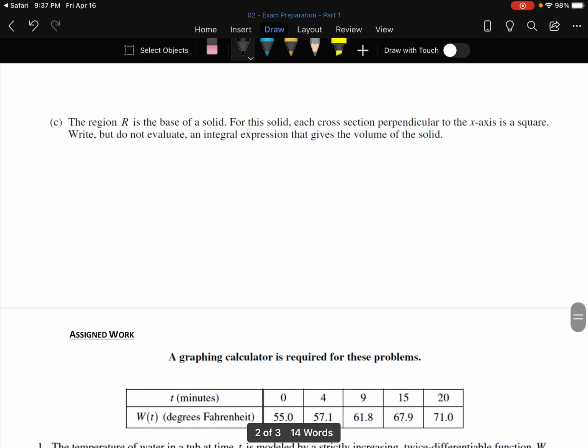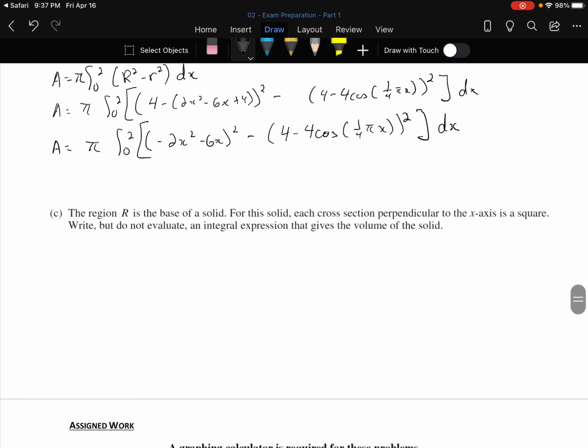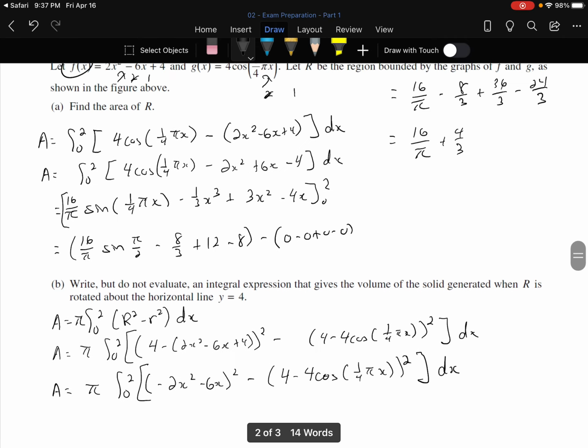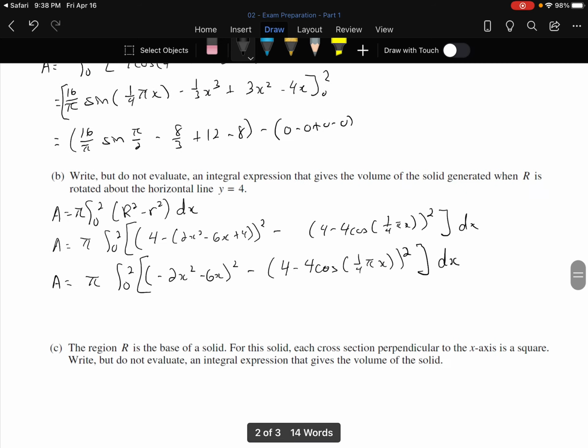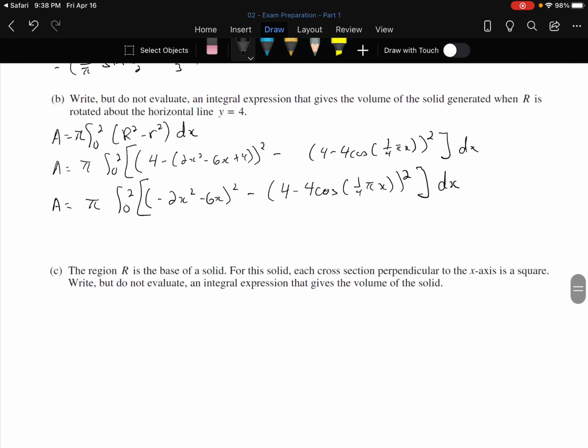Oh, last one. Okay, C. The region R is the base of a solid. So apparently there's some solid. This R comes straight up out of there, a snail-type base shape, kind of a weird bookend, or I don't know what they'd use that for.